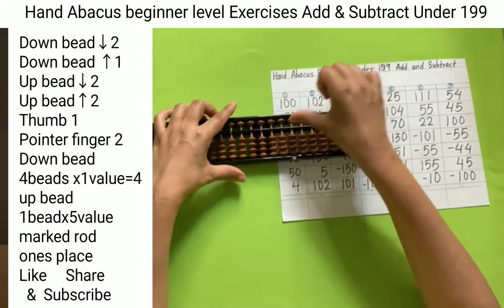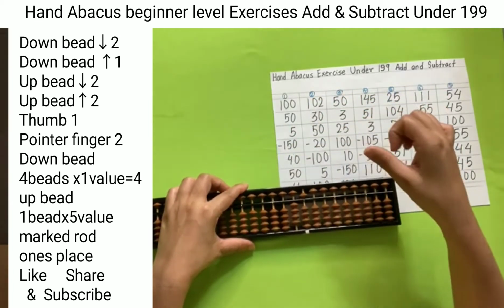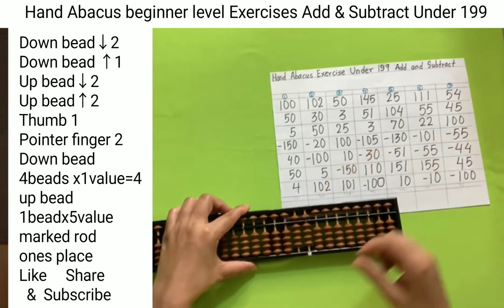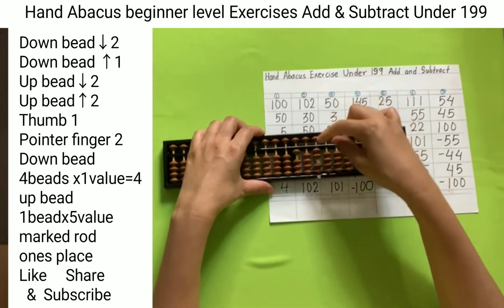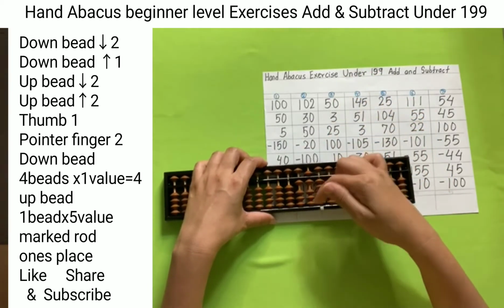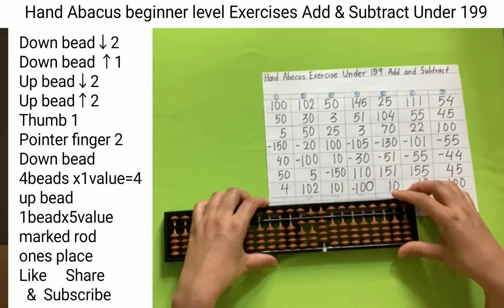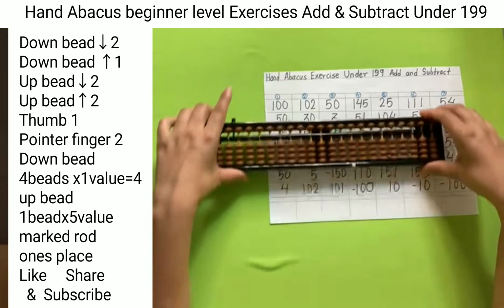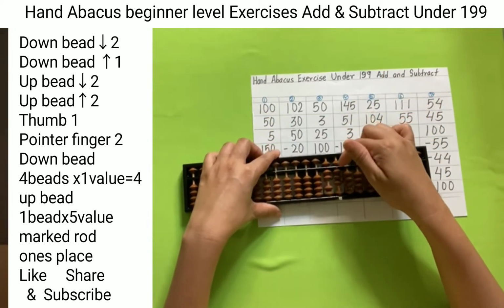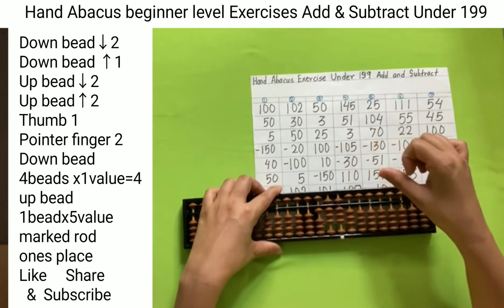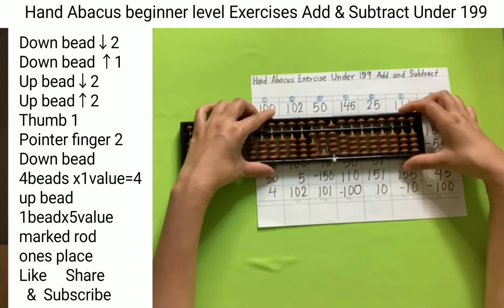So let's start at 100, 50, 5, reduce 150, add 40, add 50, add 4. Your answer is 99. Number two: 102, 30, 50, reduce 20, reduce 100, add 5, add 102, and your answer is 169. Number three: 53, 25, 110, reduce 150, add 101. Your answer is 139.